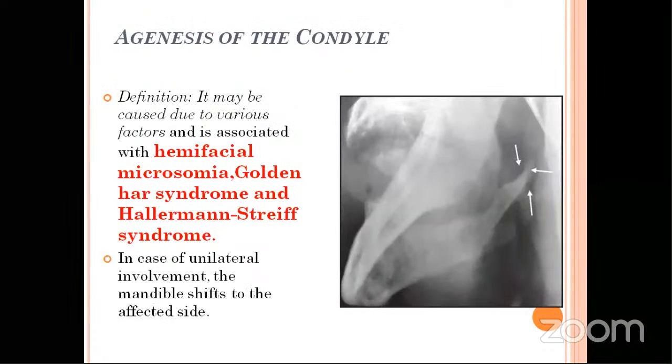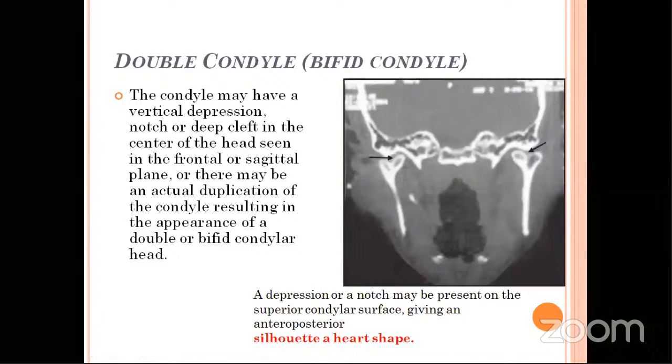Okay, there is one condition that is called agenesis of the condyle, that is, the condyle will not be present. It is seen in Goldenhar syndrome, hemifacial microsomia, and Hallermann-Streiff syndrome. Okay, and double condyle or bifid condyle.